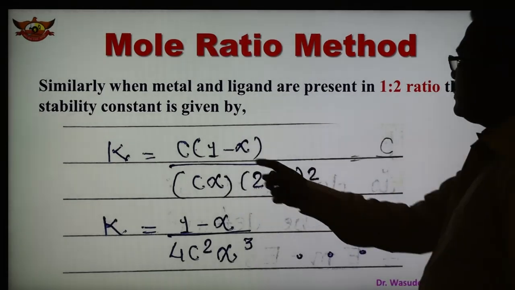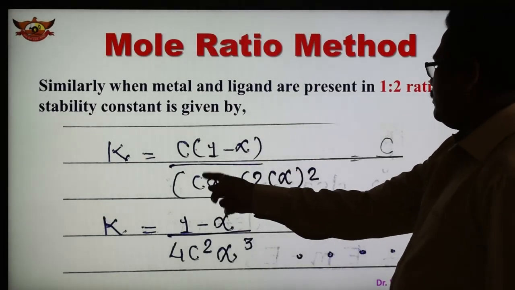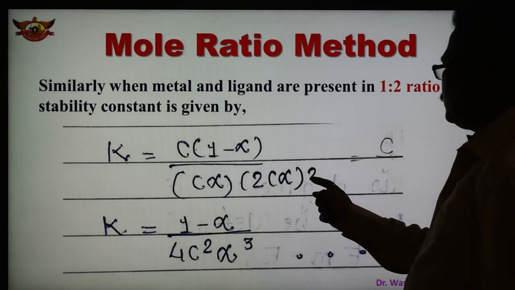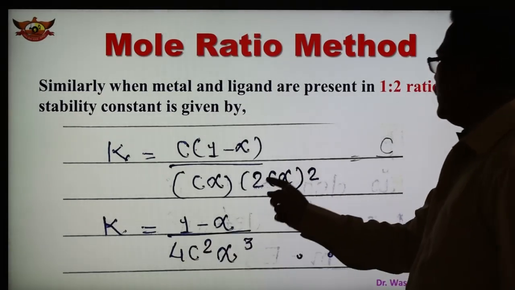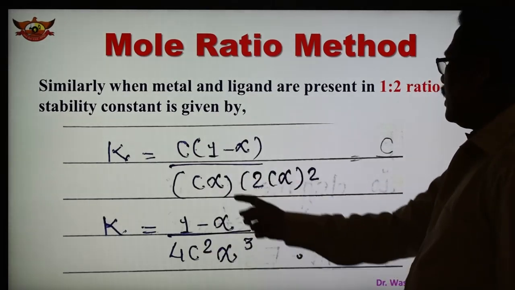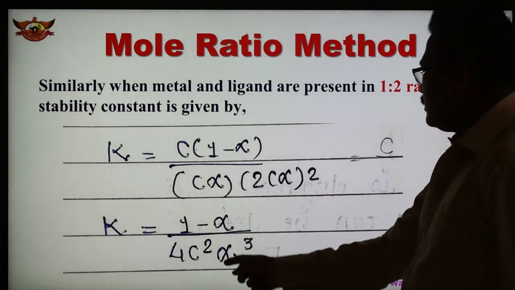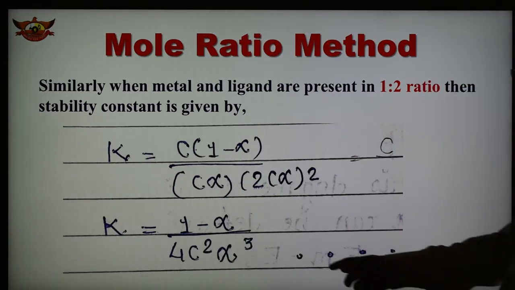So this can also be written as C (1 minus alpha) in the numerator. Here C and C can be cancelled. Now take the square of 2, so 2 squared is 4. Here there is a C cube, but now one C is cancelled, so C square remains, and alpha times alpha squared gives alpha cube. So we obtain K equal to, and this is equation number 3.